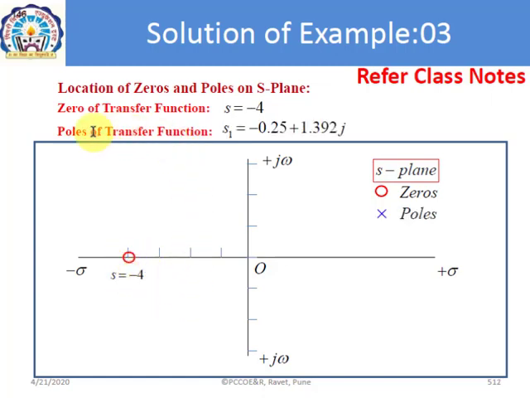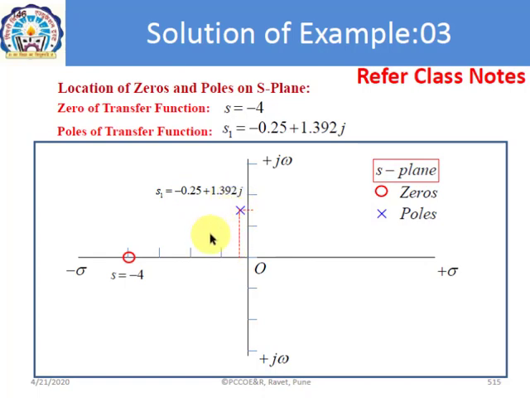Next, we have the poles of the transfer function. The first pole is s1 is equal to minus 0.25 plus 1.392j. Poles are generally represented by a cross in this S-plane diagram. So the first pole has a real part, this is minus 0.25. On the real axis we will take minus 0.25, and on the j omega axis we will take plus 1.392j. On this axis we will take 1.39. And this gives us the first pole s1 is equal to minus 0.25 plus 1.392j.